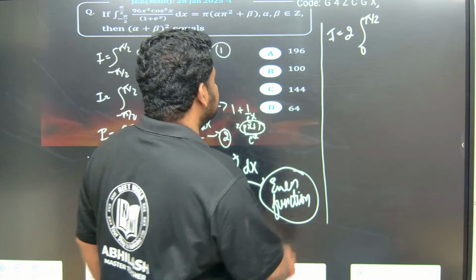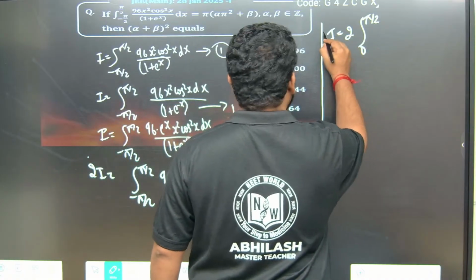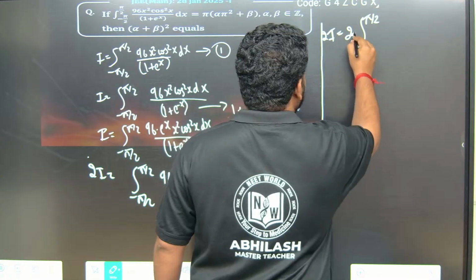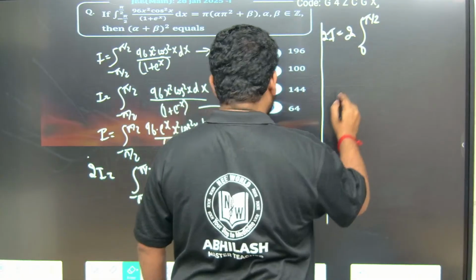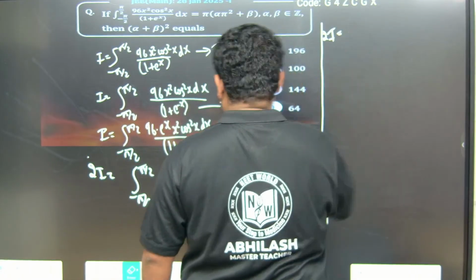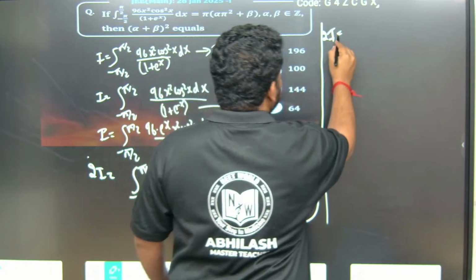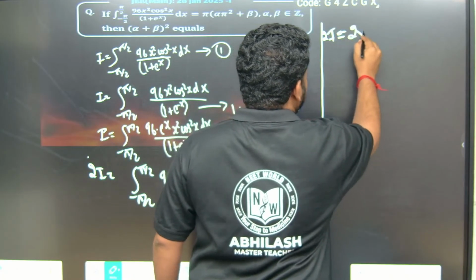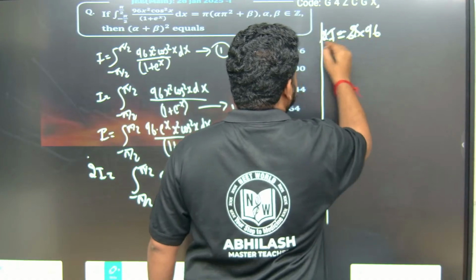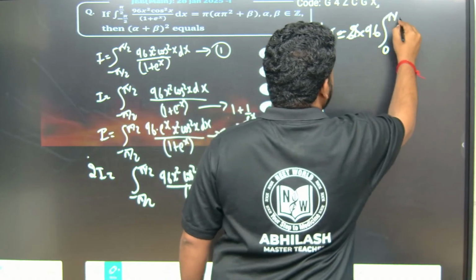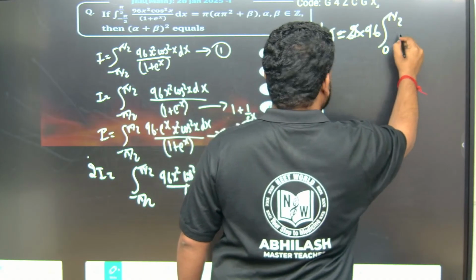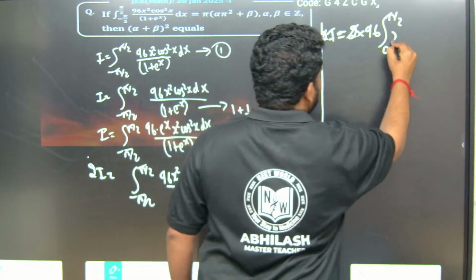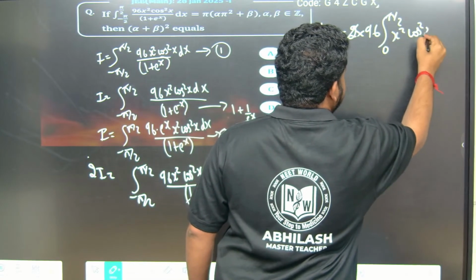What will happen? So, what is common here? This is 2I. This is not just I, this is 2I into 96. 96 is also there. Let me take 96 outside since it is constant. 2I is equal to 2 into 96, 2 I can cancel, 0 to pi by 2. What do I have? x square cos square x, x square cos square x dx.